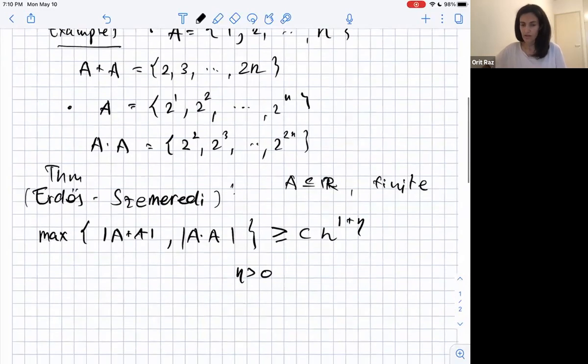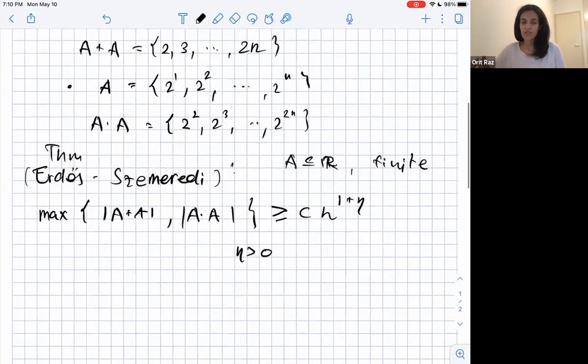eta larger than 0. So this shows that you cannot have a linear bound on both the sum set and the product set. Sorry, n is the size of A. They conjectured that this should be much larger. They conjectured that this should be very close to 2. So instead of this, I can write 2 minus epsilon, where the constant here will depend on epsilon.